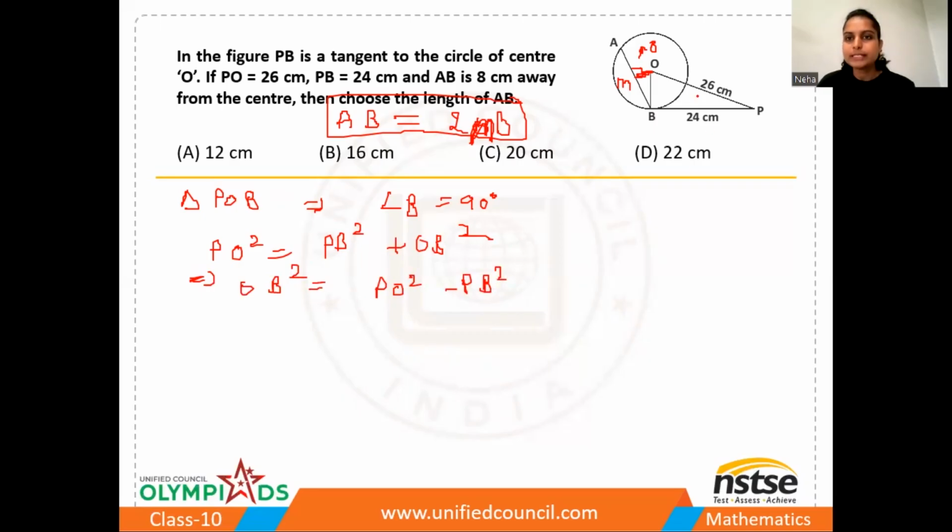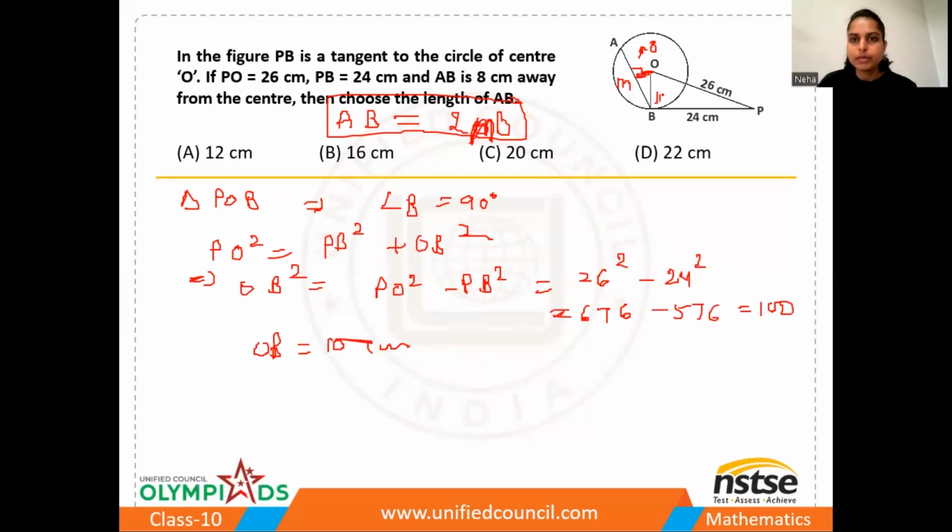So PO is given, which is 26, and PB is also given, which is 24. Squaring them, that means 676 minus 576, that means it is 100. So I can say that OB is nothing but equal to 10 centimeter, right? This OB is 10, and this OM is 8, given.